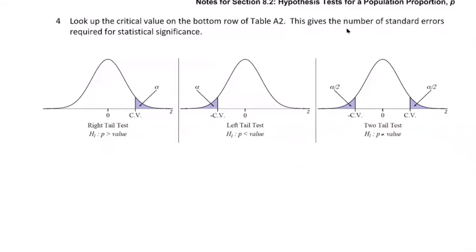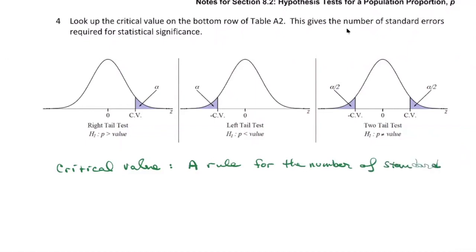Okay, so the first thing is we're going to do a thing called a critical value on the normal distribution. The critical value, this is basically a rule for the number of errors that we'll consider statistically significant. We've always said 2 standard errors is significant or unusual, but this one gets a little more precise. But it's basically taking that 2 standard error rule and refining it, okay? So this is a rule for the number of standard errors required for statistical significance.